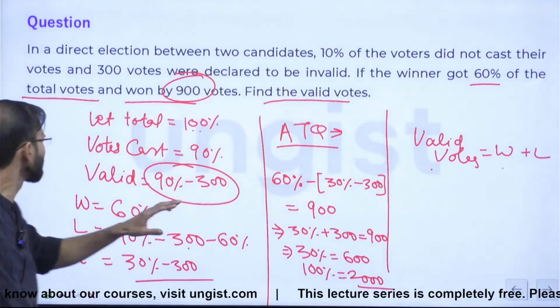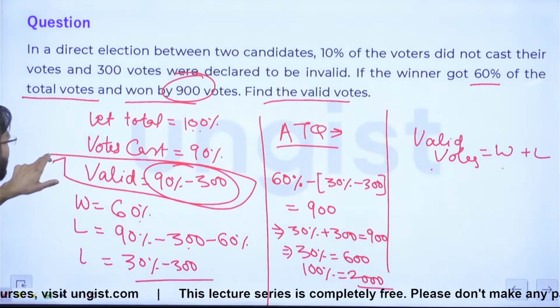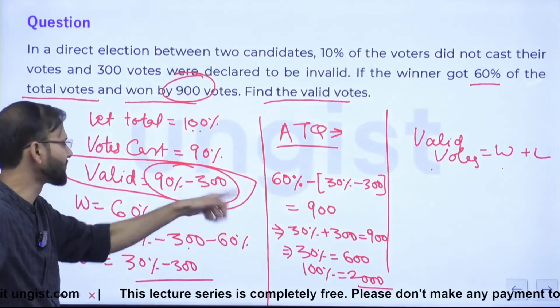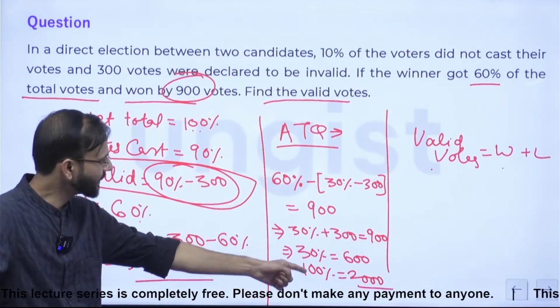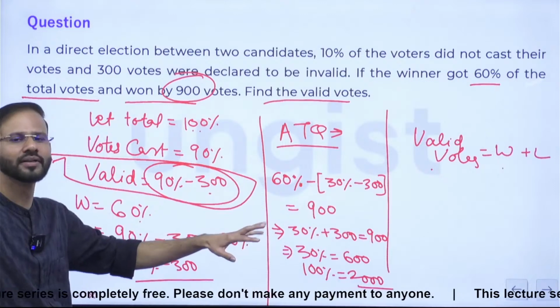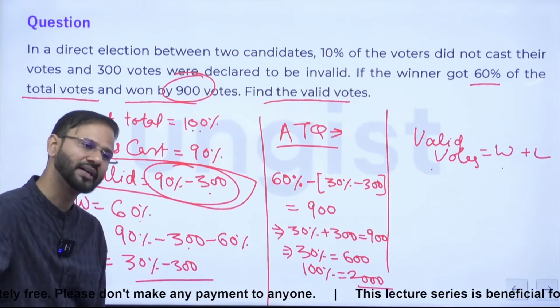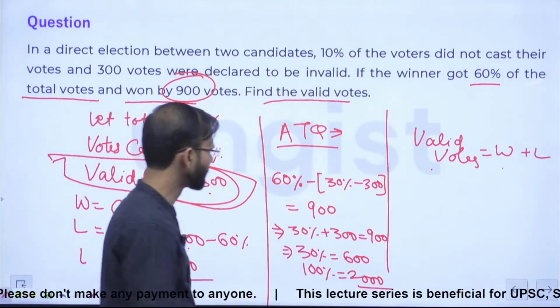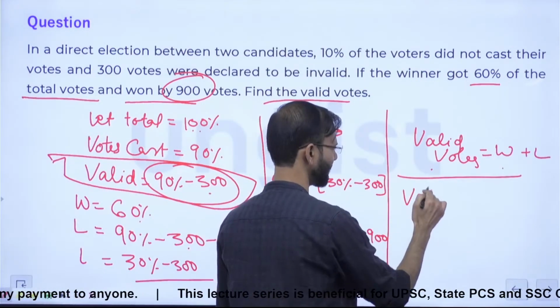और the valid votes निकालने हैं आपको, आप यहाँ से भी निकाल सकते हो. Valid votes is equal to 90% of this minus 300. So 90% of this is what? 1800. 1800 minus 300 will be 1500. So valid votes will be 1500, guys. Okay? I repeat, valid votes will be 1500.